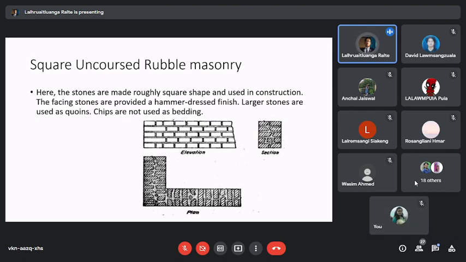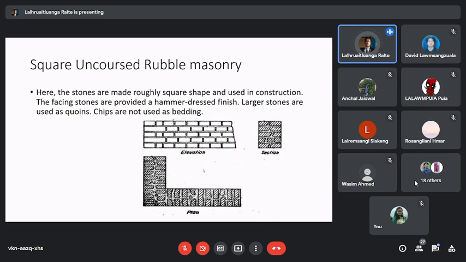The facing stones are provided a hammer-dressed finish. Larger stones are used as quoins. Chips are not used as bedding. So here you can see that, more or less, you have a regularly shaped rubble masonry.